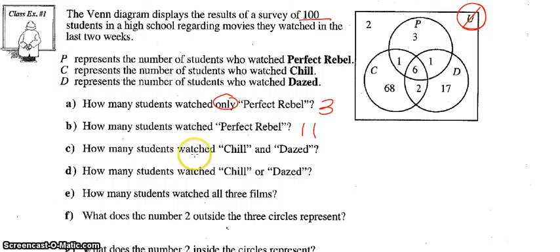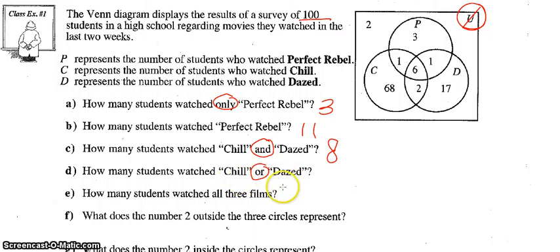Now, how many students watch C and D? Notice the key word here, and. Pay attention to that. What does it mean? It means they watch both. So is it intersection or union? They have to have watched both, so it has to be the intersection of the two. Look at C and D, the intersection is 6 and 2, so the answer is 8. Just add the numbers together.